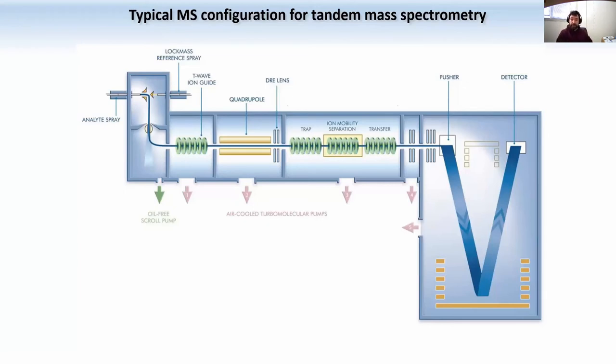So there is a reason why the instrument is connected like this and not the other way around. This is called the Q-TOF because it has a quadrupole time of flight. You will never hear anywhere of a TOF-Q, right? TOF-Q doesn't exist because it doesn't make any sense to have first a time of flight, then a collision cell, and then a quadrupole. So here we are exploiting the complementary properties of different mass analyzers.